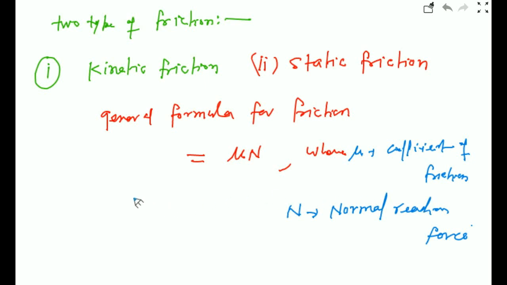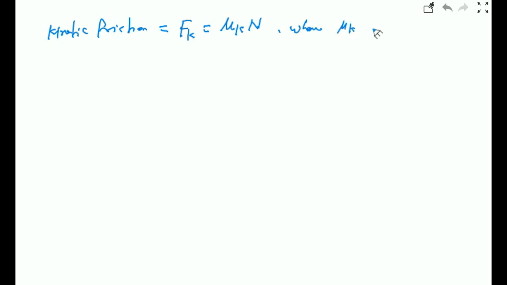Okay. Now let's discuss in detail. So what is kinetic friction? For kinetic friction you can write F_K equal to mu_K into N. So mu_K is the coefficient of kinetic friction. And in static, okay, so first, what is a normal reaction force? Kinetic friction only acts when two surfaces are in motion.